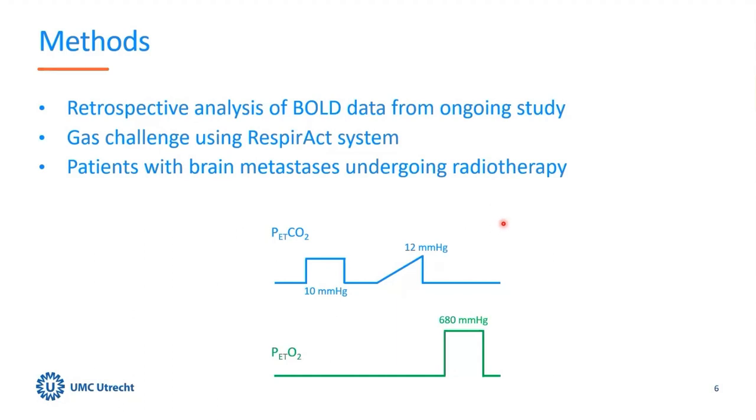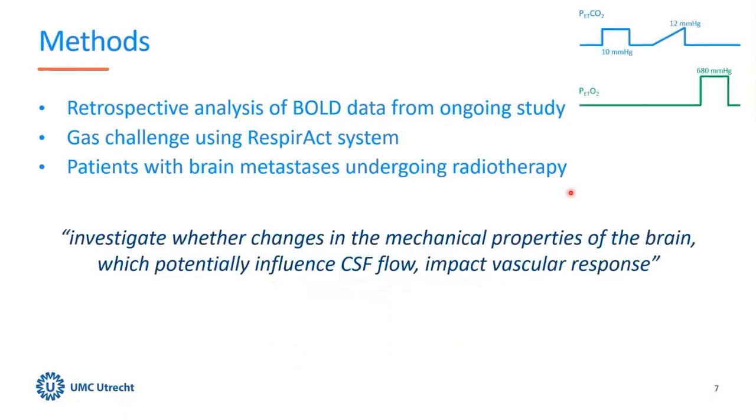The patients included in this clinical study presented with brain metastasis undergoing radiotherapy, and they were all scanned here in the hospital. And this patient cohort was actually very interesting because they showed varying amounts of edema. And that led us to a second aim for the study, mainly to investigate whether changes in brain mechanical properties due to the formation of edema could affect the vascular response and also potentially influence the CSF flow.